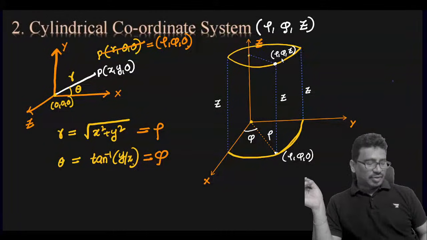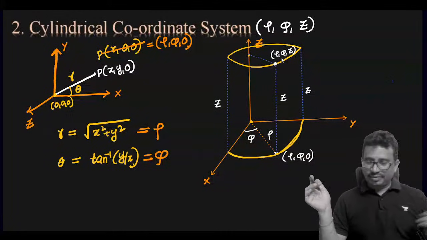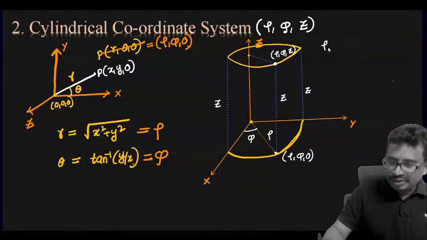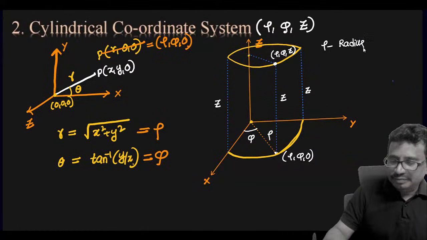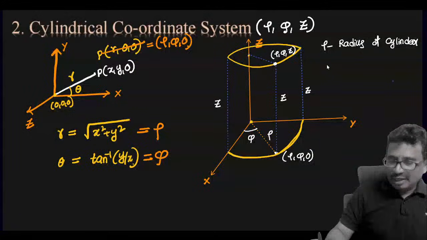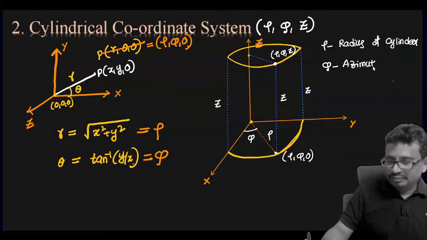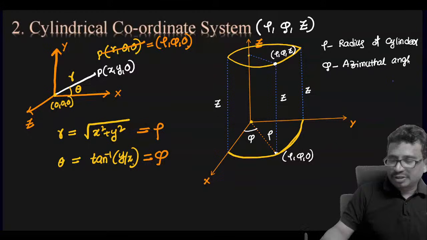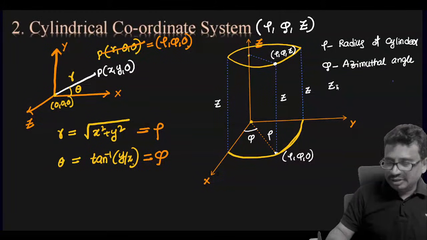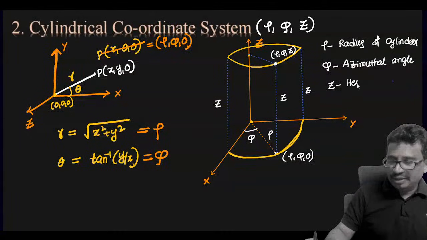Now these are the three coordinates we got. What is rho here? Rho is nothing but the radius of the cylinder. And phi is called the azimuthal angle, and Z is called the height of the cylinder.